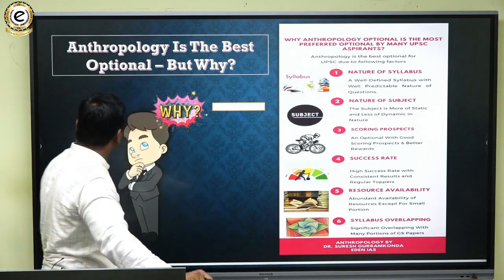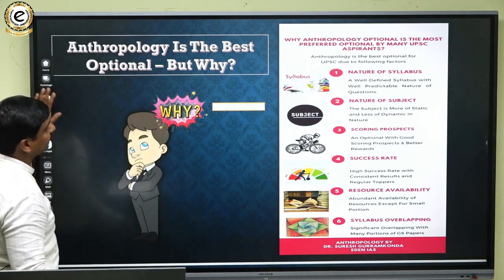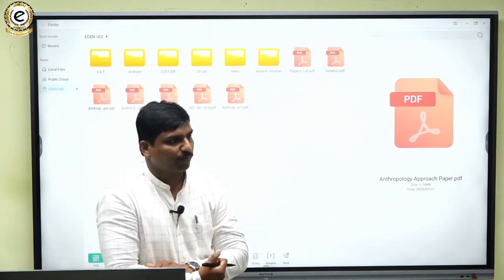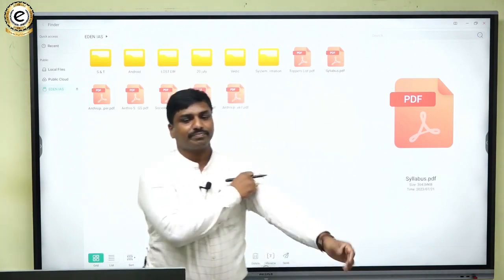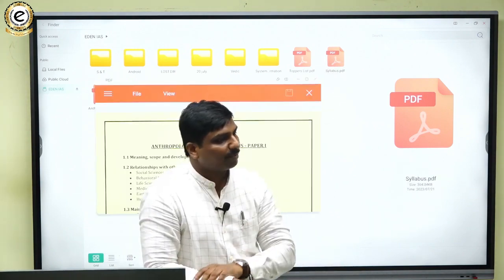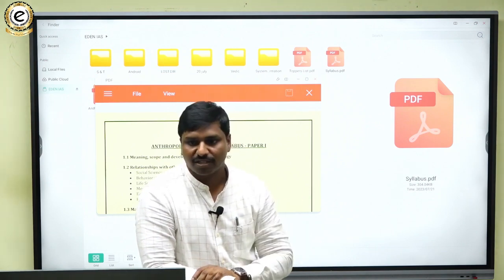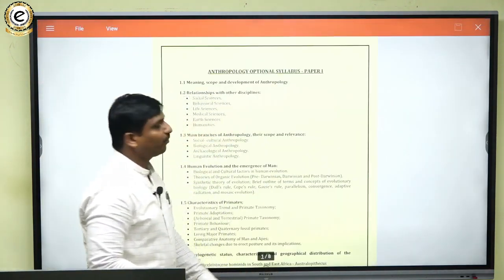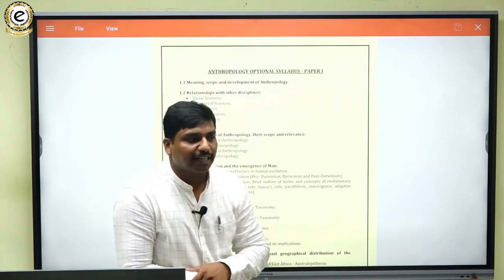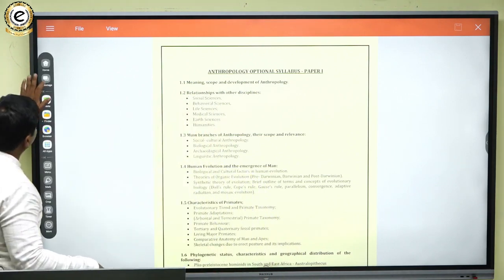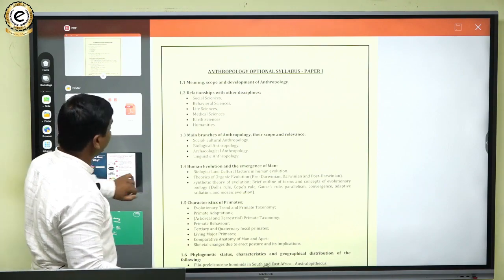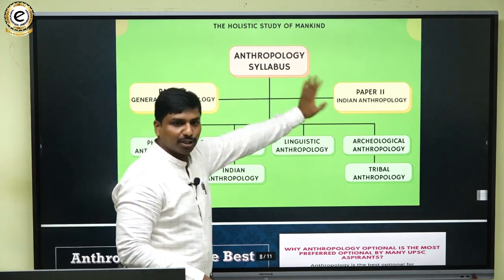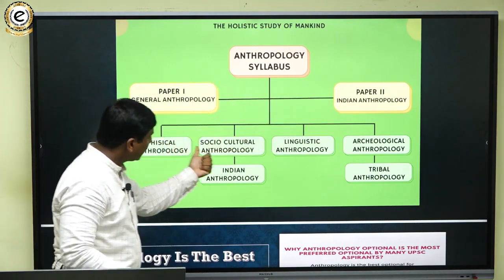Let's have a look at the syllabus, how it would be and what we are going to do. As we were discussing, we will have two papers for optional. So in anthropology also we have two papers. The first paper is generally divided into four sections. As I was showing you here, we have paper one and paper two. Paper one consists of these portions.